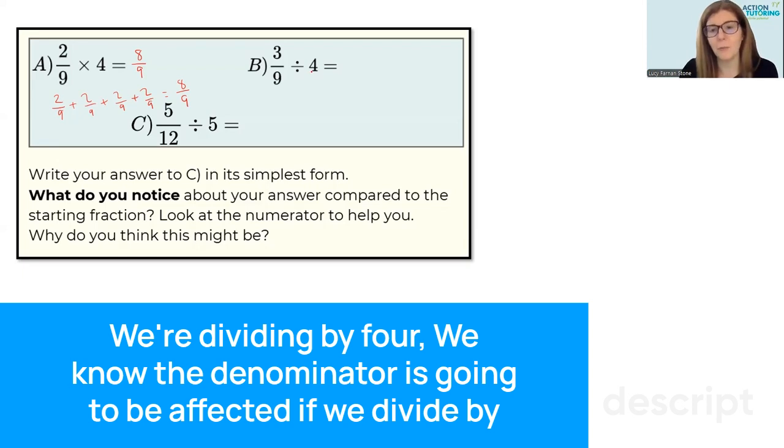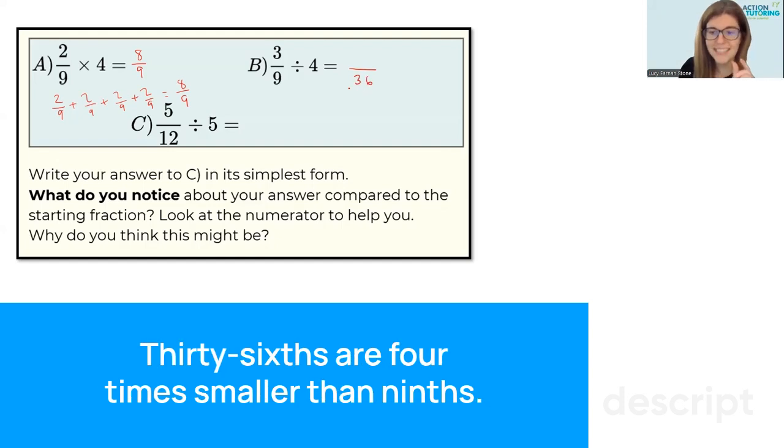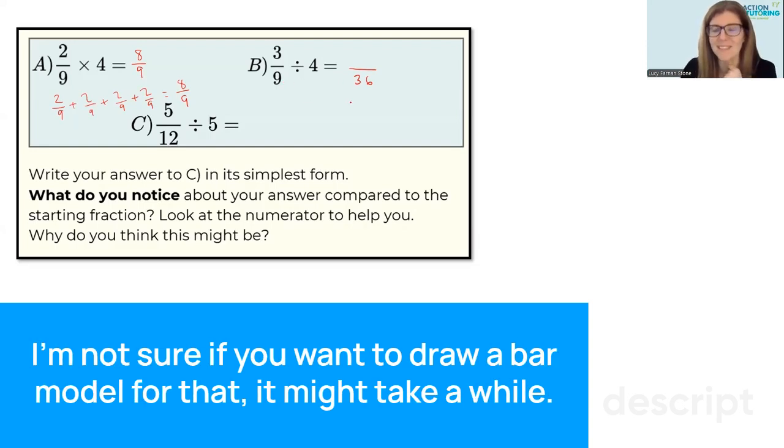We're dividing by 4. We know the denominator is going to be affected if we divide by 4. So that 9 is going to be multiplied by 4 to get 36. 36ths are 4 times smaller than 9ths. I'm not sure if you want to draw a bar model for that. It might take a while.